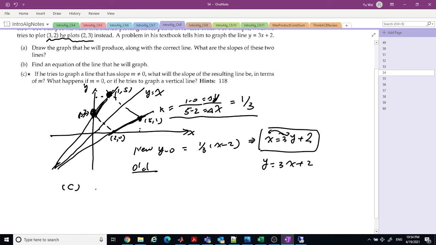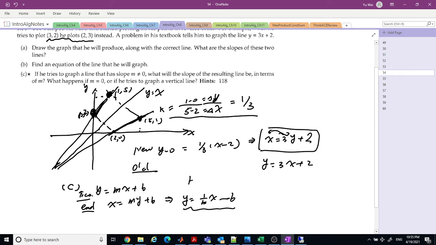So for question number C, you can see if he tries to draw a line, for example y equals mx plus b, right? Now the new line, the true line, this is what Bob tries to graph. Then he ends up with x equals my plus b, so it is y equals 1 over m x minus b. Now you can see the two coefficients: k1 is m, k2 is 1 over m, right?